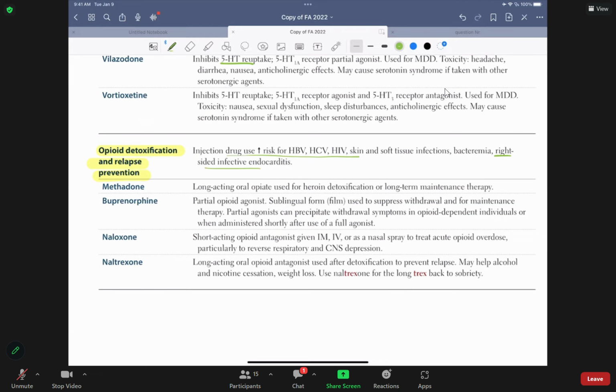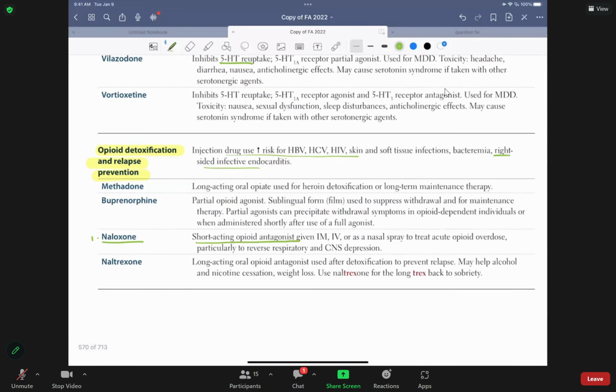Okay. Now, the way you want to think, when people come with opioids, right? Let's say a patient comes with opioid overdose. That means they are taking a higher dose. What is the first thing we do? We're going to give naloxone. So I'm just going to put number one first, okay? We're going to give naloxone. These are short-acting opioid antagonists given intramuscular, IV, or nasal spray to treat acute opioid overdose. So you have to first treat the overdose before you send them to rehab. Does that make sense, folks? Particularly to reverse respiratory and CNS depression.